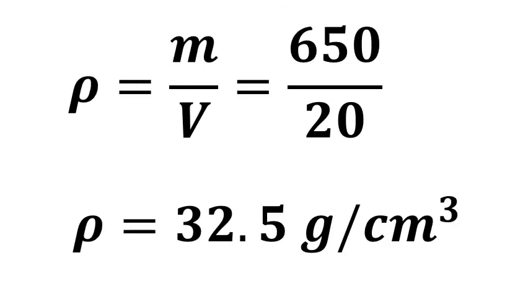Once I know the volume, I simply use density equals mass over volume, 650 grams over 20 centimeters cubed. The units are correct, they match, and that will give us an answer of 32.5 grams per centimeter cubed.